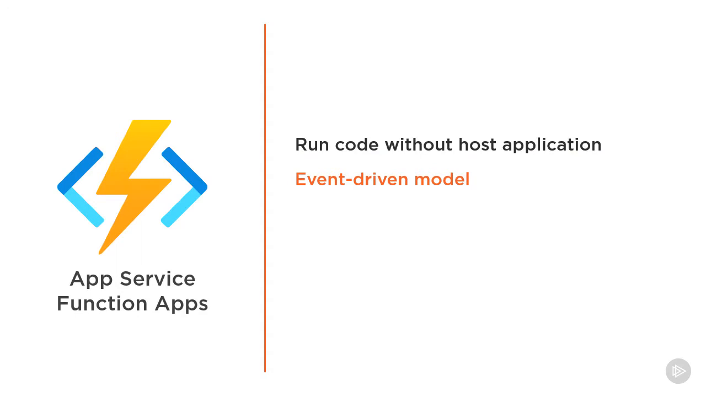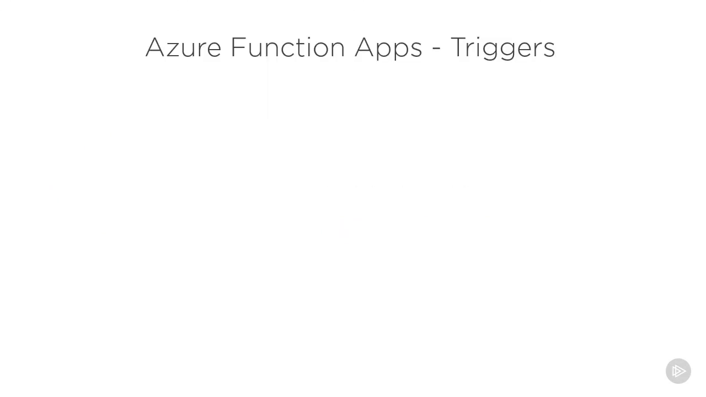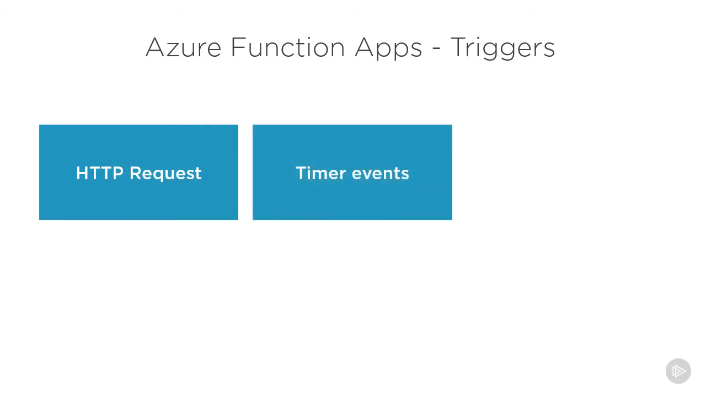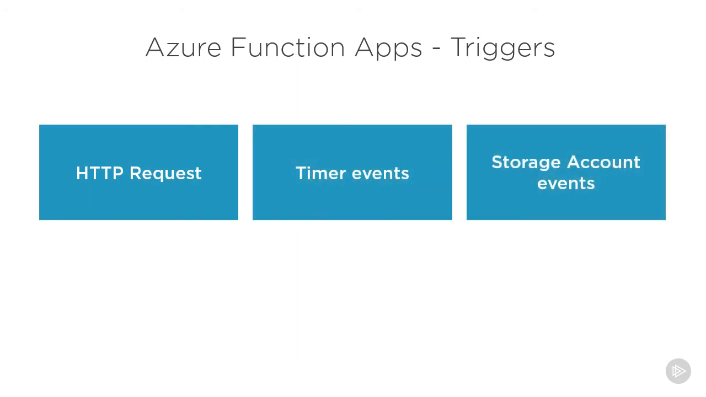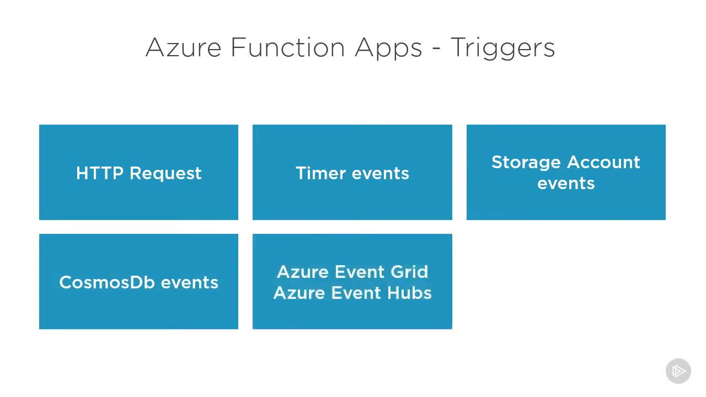Azure Functions provides an event-driven model to respond to direct calls to the function, or by listening for events from various services inside and outside of Azure. A function can be triggered by an HTTP request, a timer running on a schedule you define, and events, like from a storage account, where a blob is getting added or a message is being pushed into a queue. Your function could be triggered when documents are added or modified in a Cosmos DB database, or by listening for events from Azure Event Hubs and Event Grid.